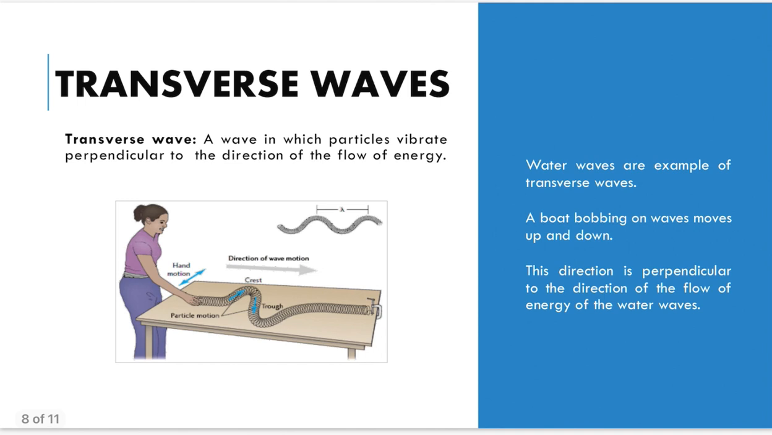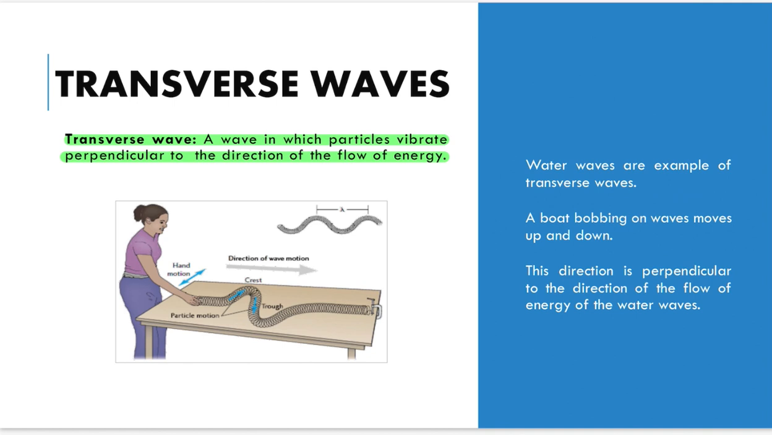So, a transverse wave is a wave in which particles vibrate perpendicular to the direction of the flow of energy. So, for example, water waves. A boat bobbing up on waves moves up and down. This direction is perpendicular to the direction of the flow of the energy of the water waves, which would be going horizontal.